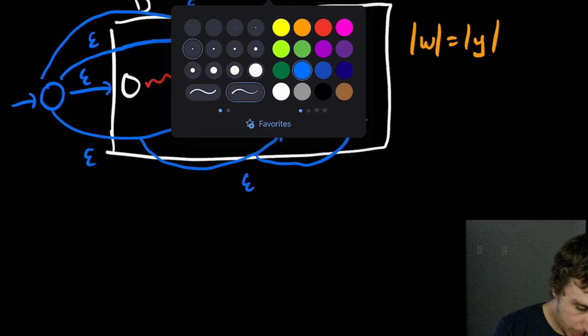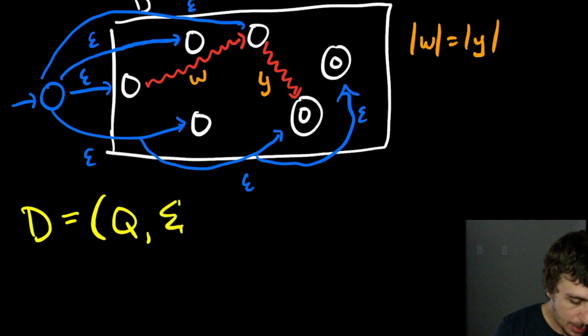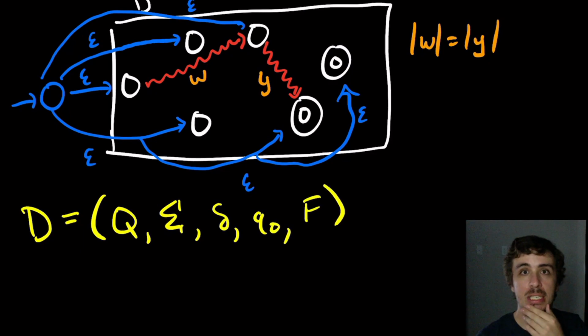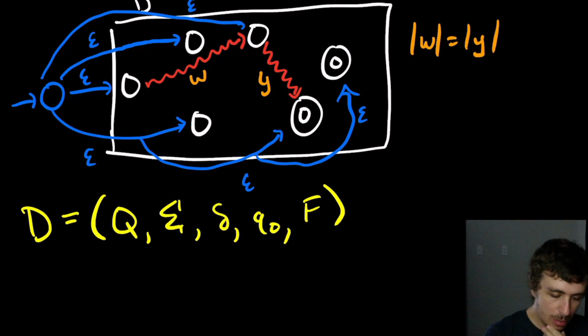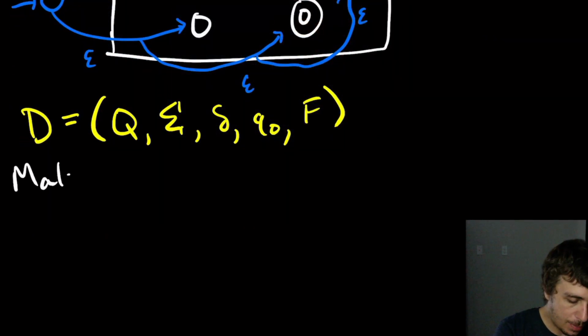Let's let that machine D have states Q, alphabet sigma, although that's not as important, transition function delta, start state Q0, and final states F. Then let's try to make this brand new machine. So we're going to make a DFA.